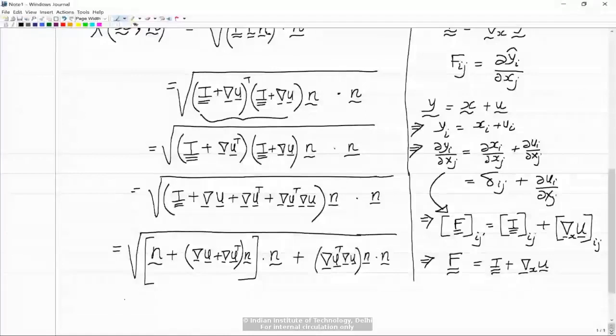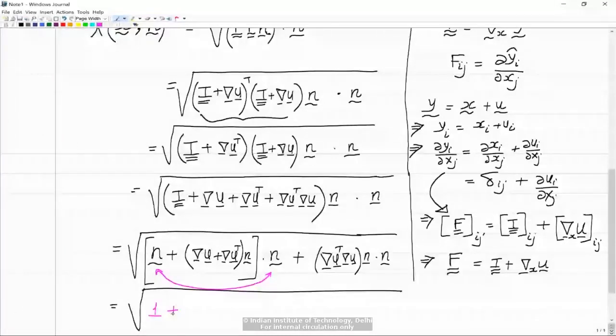Okay, now again come back. You see n dot n. So this n dotted with n, what is that going to give you? n is the unit normal, right? So that gives you 1 plus grad u plus grad u transpose, n dot with n, plus the remaining thing.